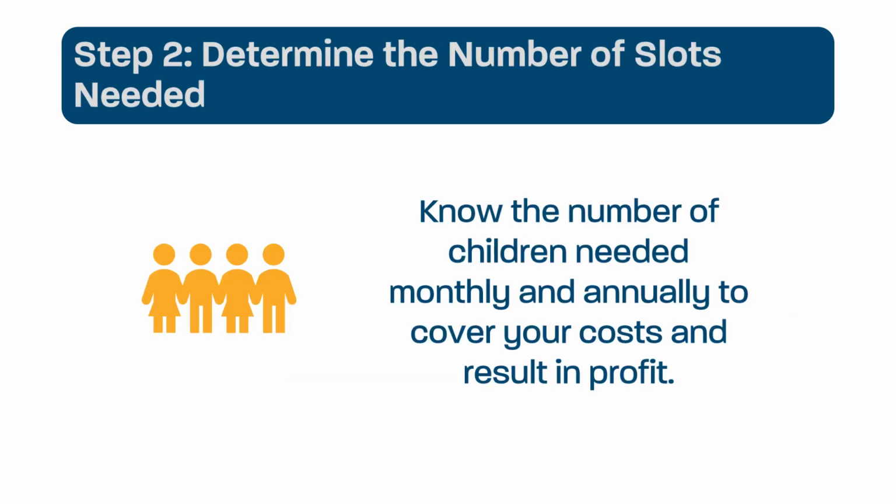When formulating a plan to increase enrollment, you will determine the number of slots you need and will be able to fill. To find out the number of slots you will need to fill to advance the financial success of your business, you will want to evaluate your budget and refer back to your cash flow. The purpose of your budget is to make sure that all new expenses are accounted for, and the purpose of your cash flow is to determine how your changes impact your sustainability. As a good business practice, you will want to know the number of children needed monthly and annually to cover your costs and result in profit.